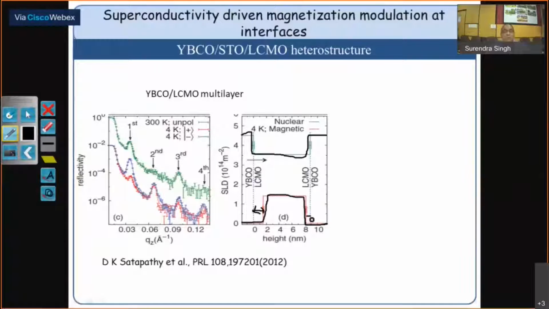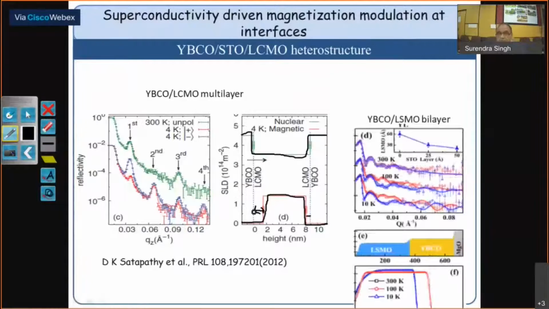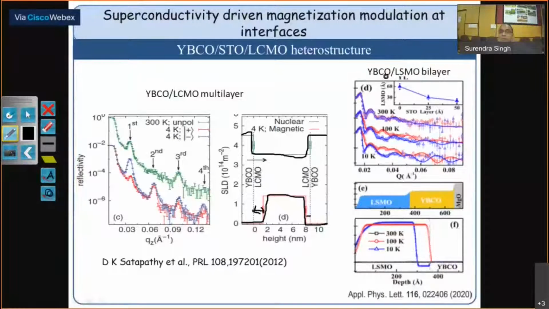But what we found below the superconducting transition is a magnetic depletion. So the ferromagnet becomes some kind of system which has an average magnetic moment of zero. It can be antiferromagnetic, it can be paramagnetic, or it can be just a magnetic dead layer. We also did the same thing with YBCO and LSMO instead of LCMO, an LSMO bilayer.